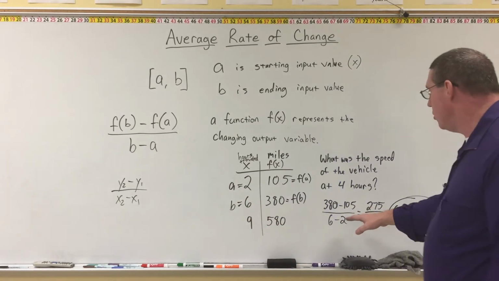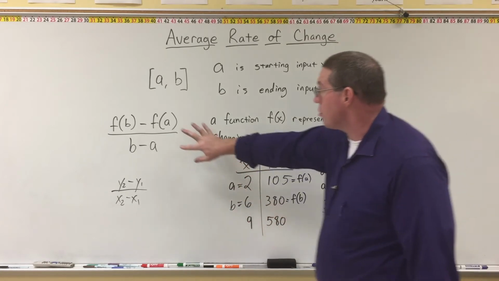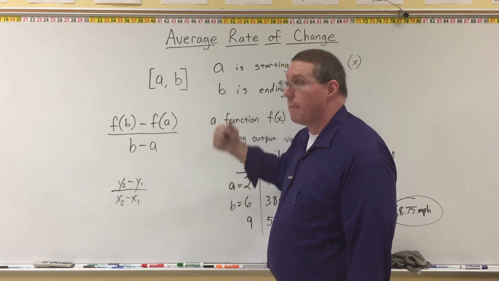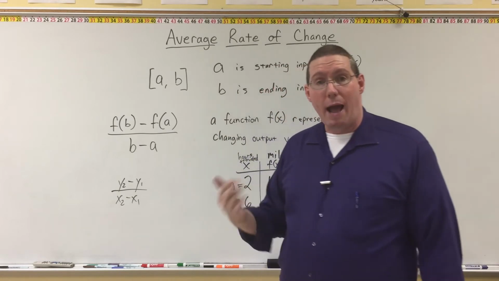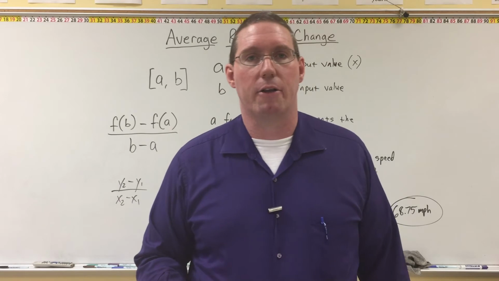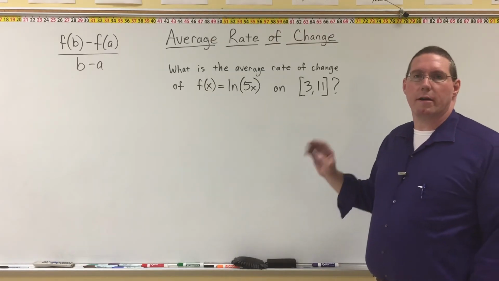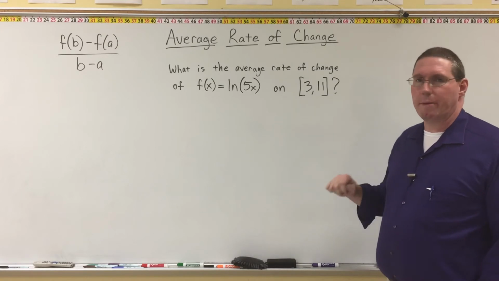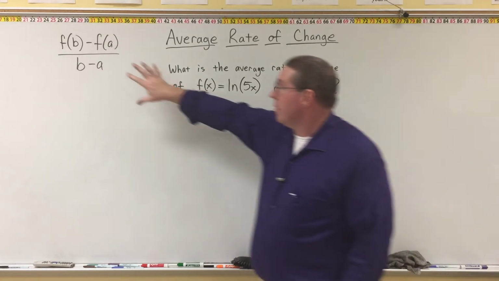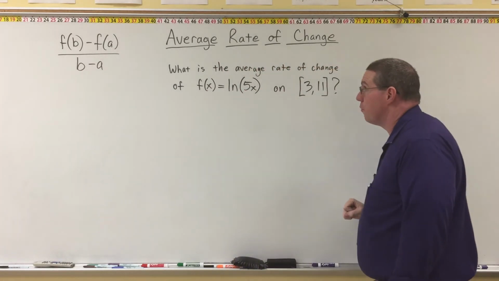And so that's why we use this f of b minus f of a over b minus a slope formula to estimate average rate of change. Now I'm going to show you a couple different ways I want you to be able to calculate average rate of change. This is the most basic kind of question you have to be able to answer. Here's our formula: f of b minus f of a over b minus a. That is our average rate of change formula.